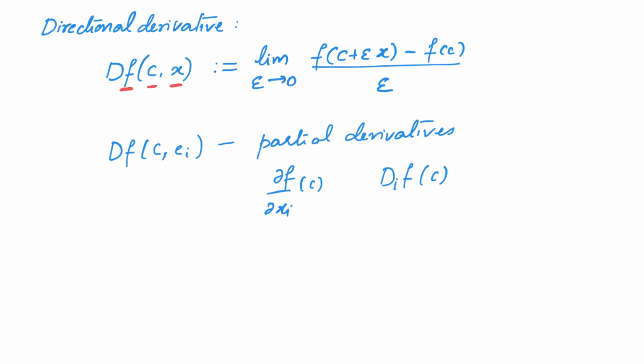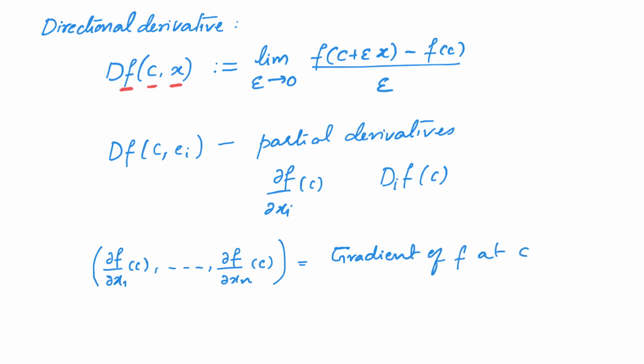More precisely, if f is differentiable at the point c, then the derivative of f at c is given by del f by del x1 at c, comma del f by del x2 at c, etc., up to del f by del xn at c. And this vector is called the gradient of f at the point c, and it is denoted as nabla f of c. You can read it as nabla f of c or gradient of f at c.